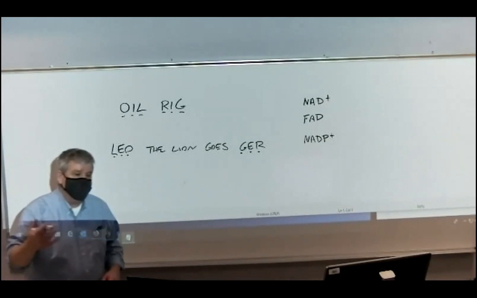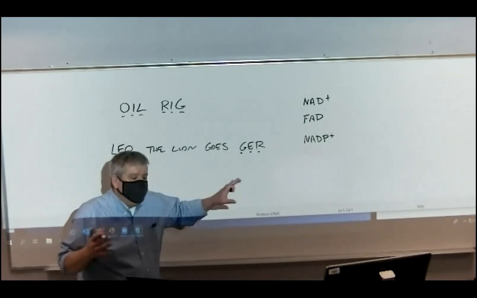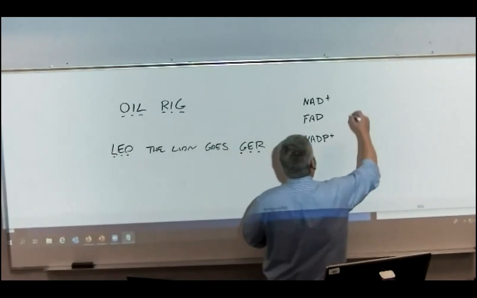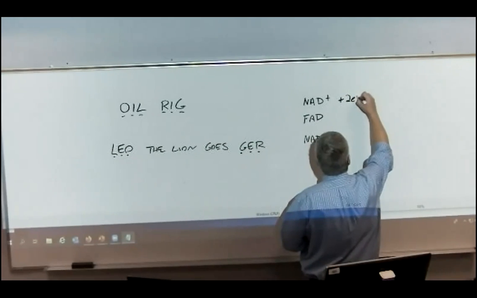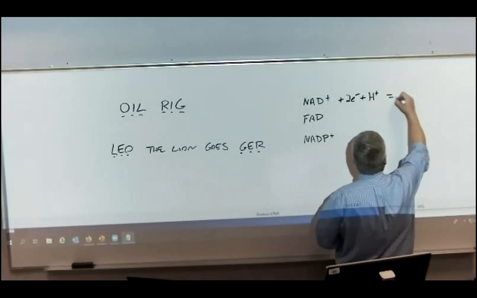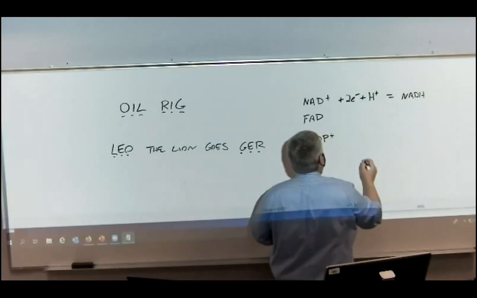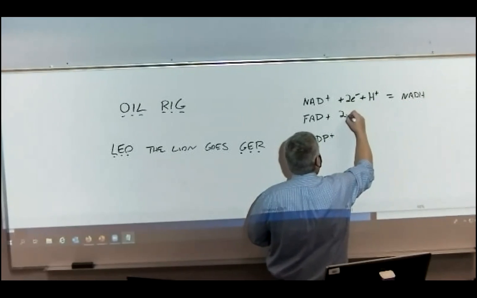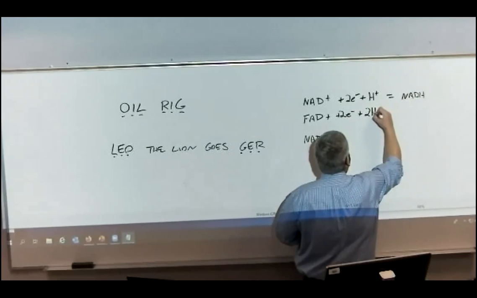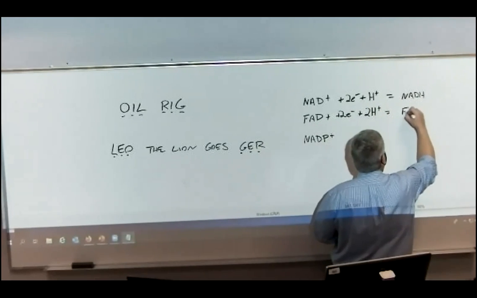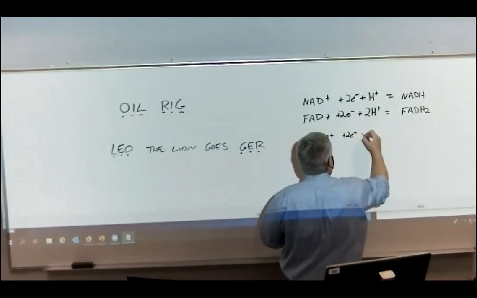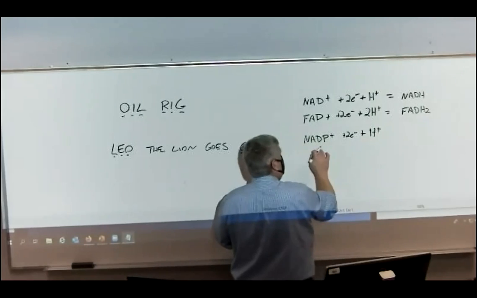When they're helping an enzyme by carrying electrons, it's easy to tell if they're carrying electrons because the electrons come along with hydrogens. Okay, so if we add 2 electrons and a proton to NAD, we get NADH. If we add 2 electrons and 2 protons to FAD, we get FADH2. And if we add 2 electrons and a proton to NADP, we get NADPH.